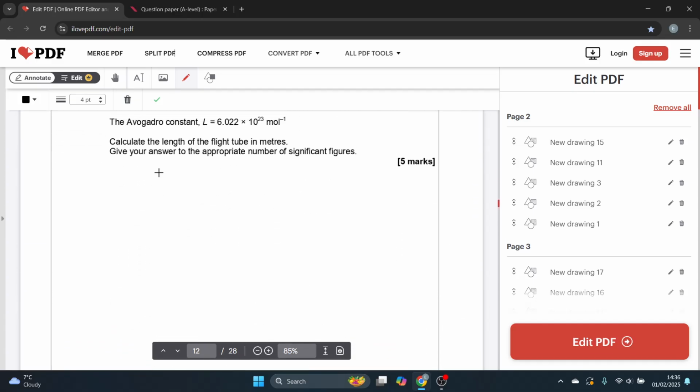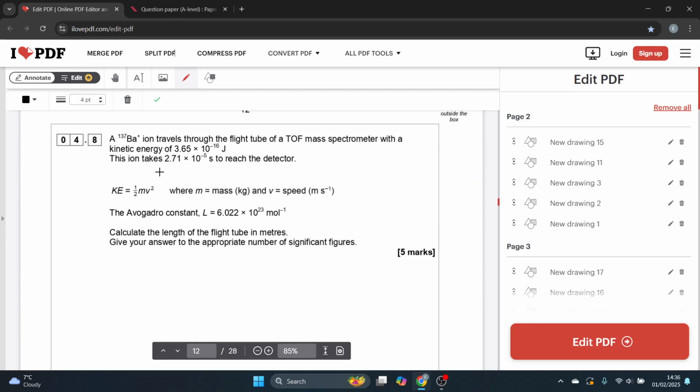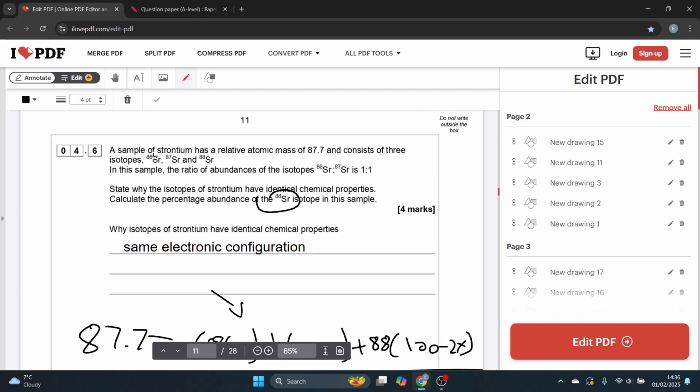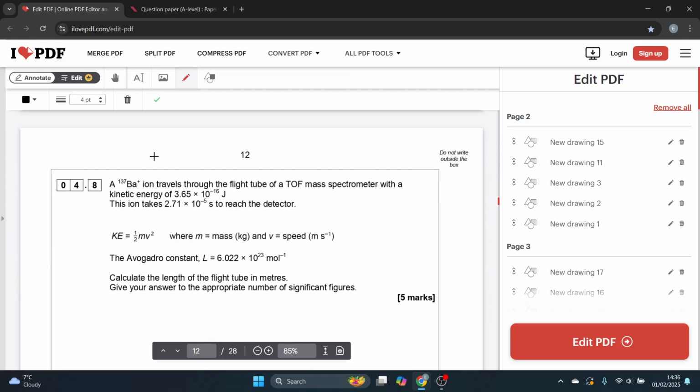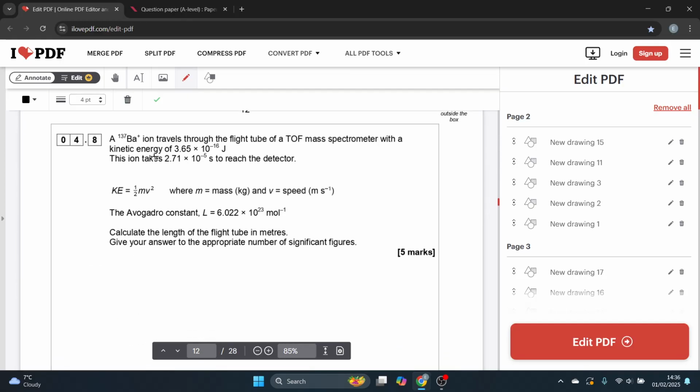Then question 4.8. This ion travels through the flight tube with the kinetic energy of that. The ion takes this long to reach the detector. Calculate the length of the flight tube in meters, 5 marks. So it only gives me one ion, which is fine. But what I'm going to have to do firstly is find out the length of the flight tube. I can't just work it out immediately. I'm going to have to work out all the steps.